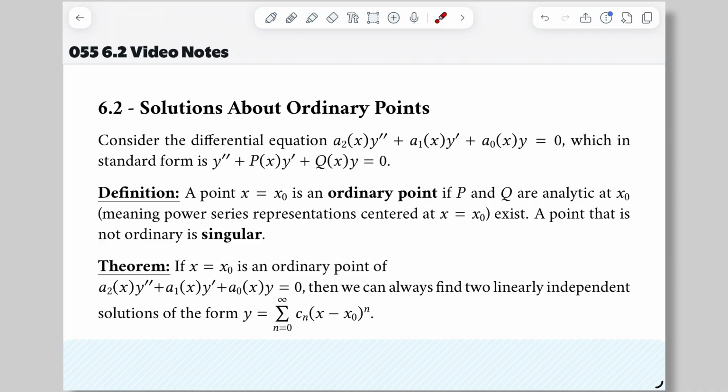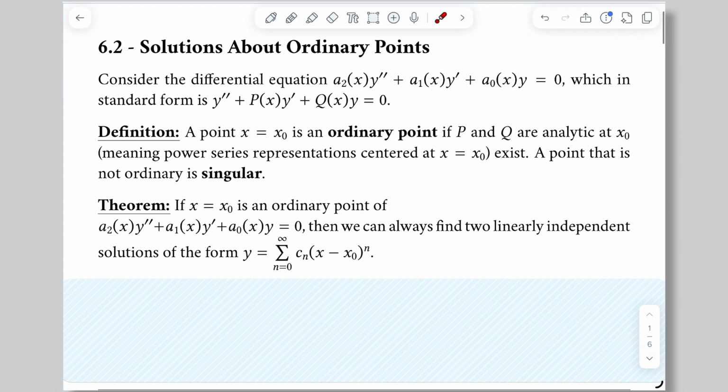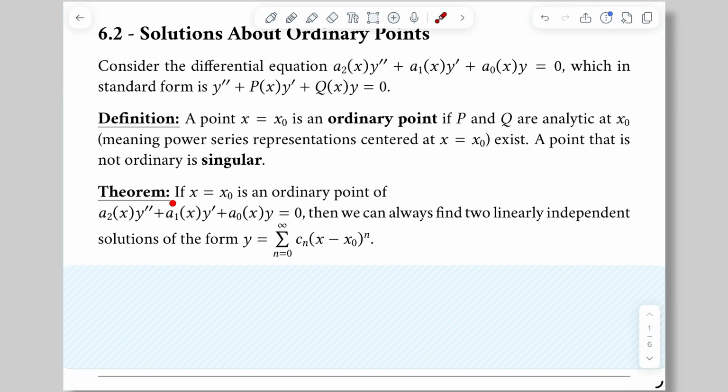We next see an important theorem about ordinary points. If x equals x naught is an ordinary point of the differential equation we saw above, then we can always find two linearly independent solutions of the form of a power series. The sum is y equals the sum from n equals 0 to infinity of c sub n times x minus x naught to the n. As I said before though, for us, x naught is equal to 0, which simplifies the form of the power series that we're going to end up writing down.